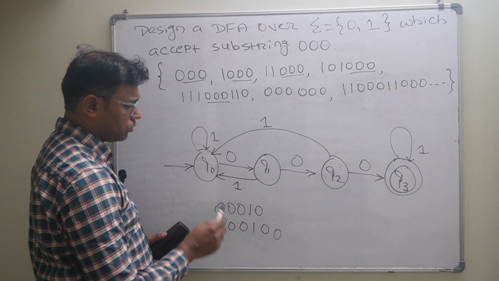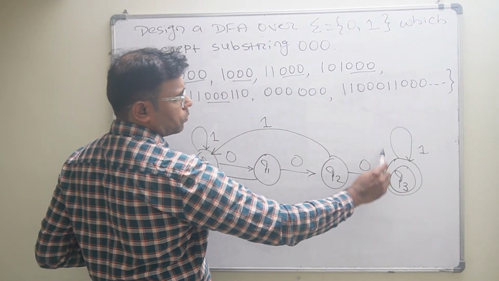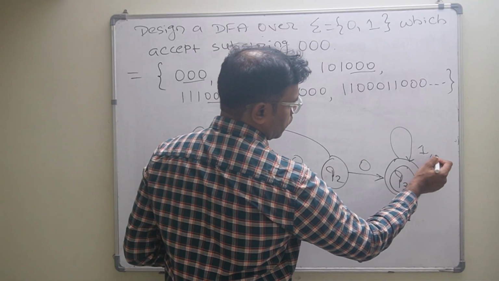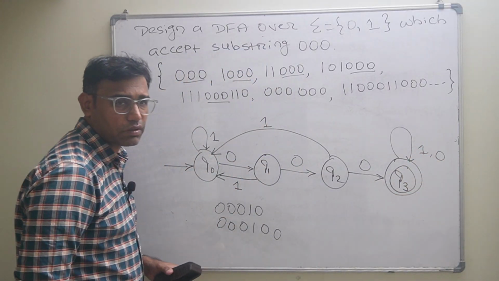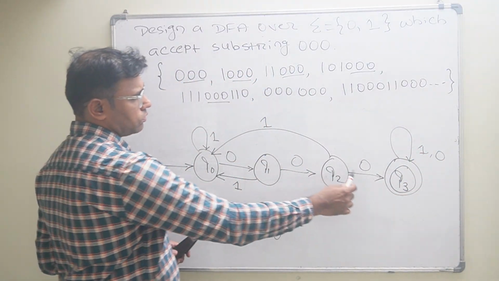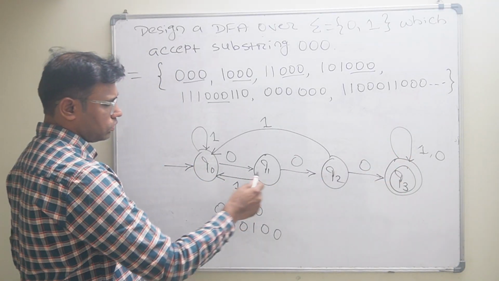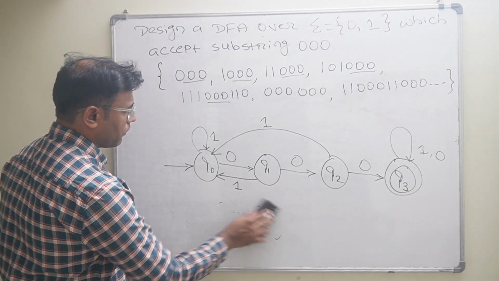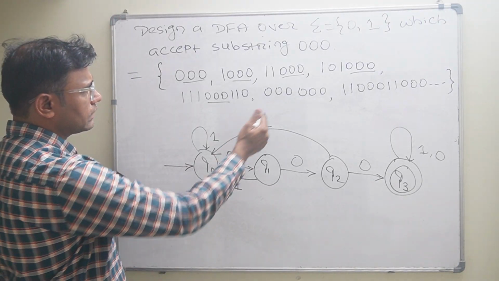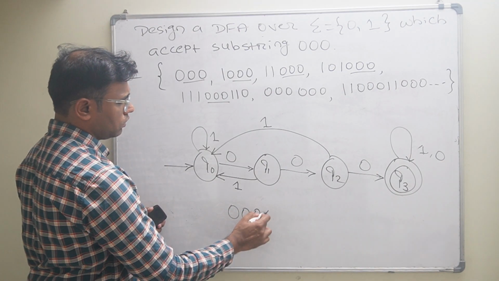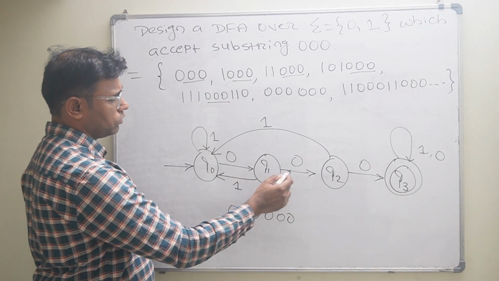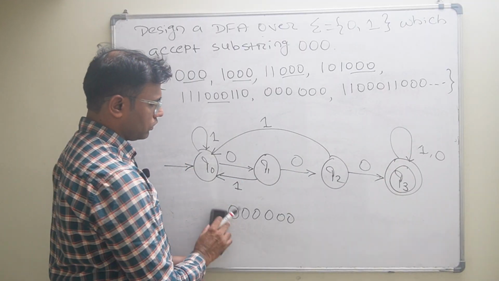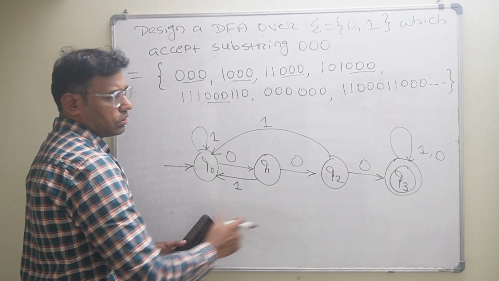Now the next possibility I will take is 00010. So what do we have to do? 0001, then there is 0, so we can apply 0 here so that it will accept any number of 0s. Then 00010 00000. So it is accepting any number of 0s. Now the case 000000, so it is accepting any number of 0s and any number of 1s.